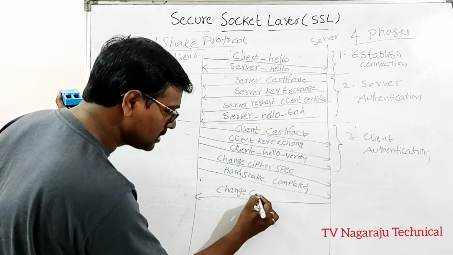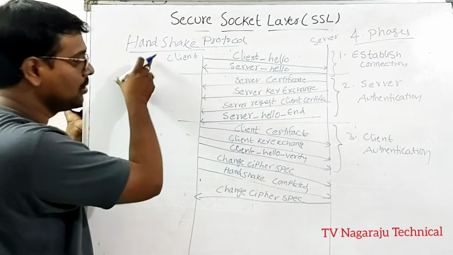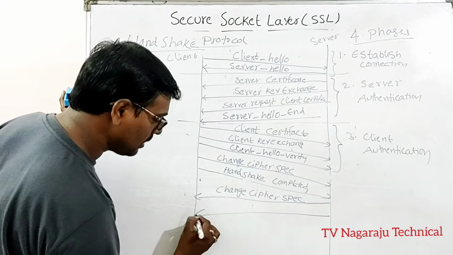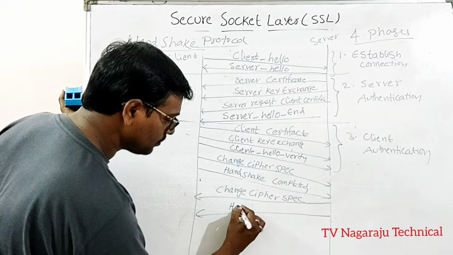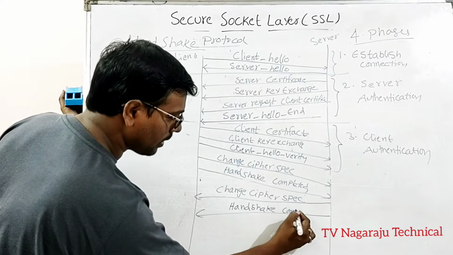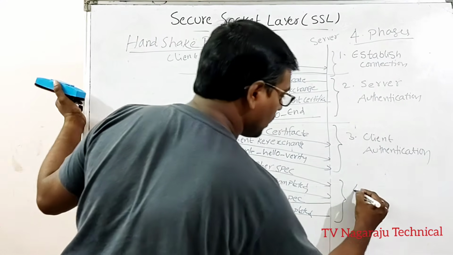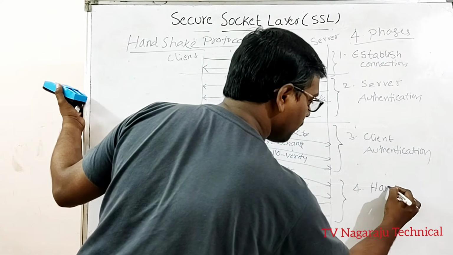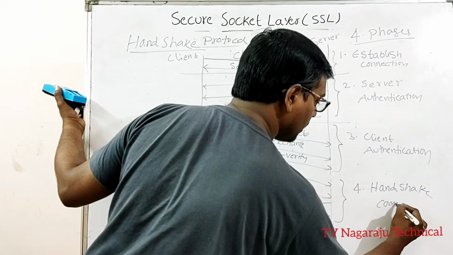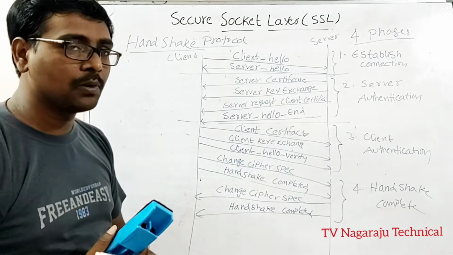What is this Change Cipher Spec? I will explain. This is my third protocol. Yes or no? In the protocol stack, this is the third protocol, and then the server also sends handshake completed. This is the fourth phase. What is the fourth phase? The fourth phase is completion of handshake.